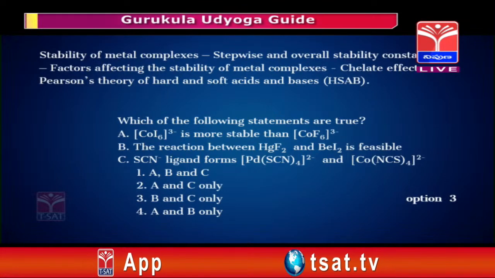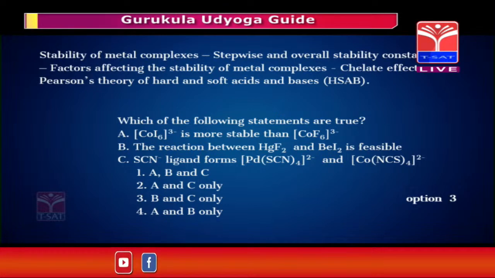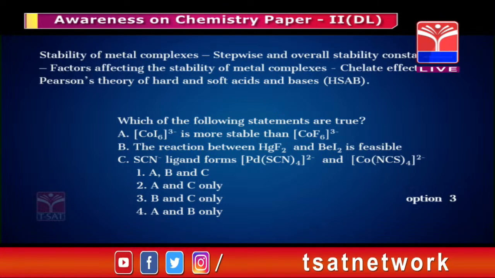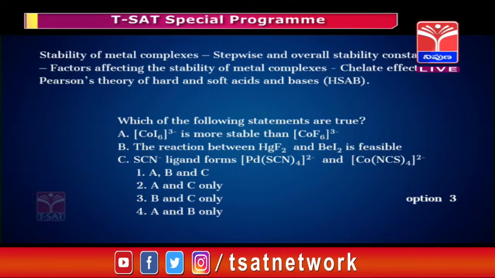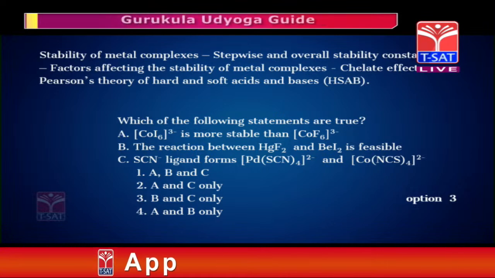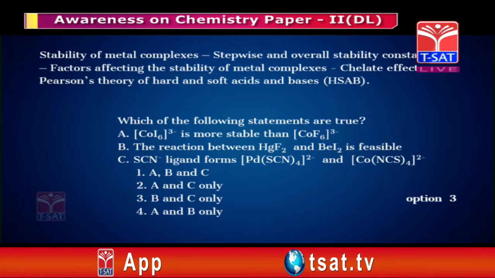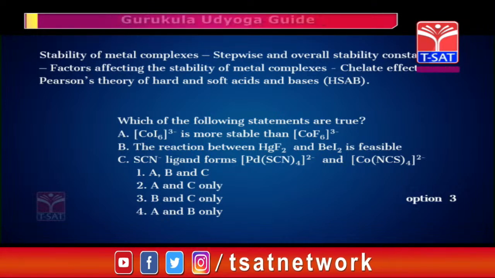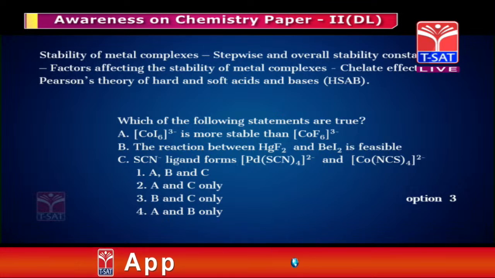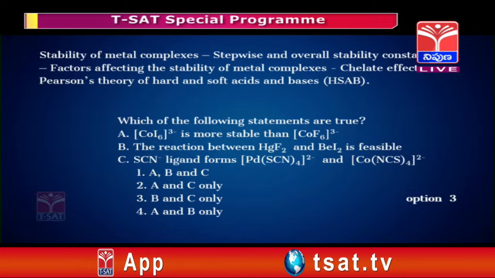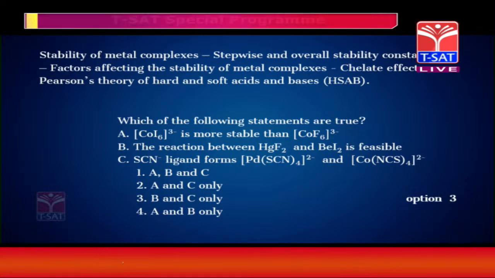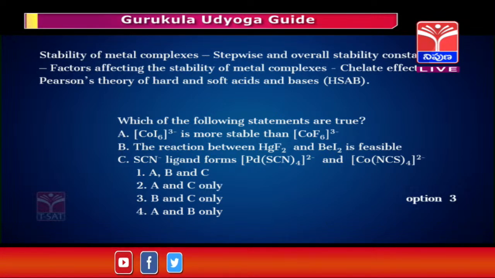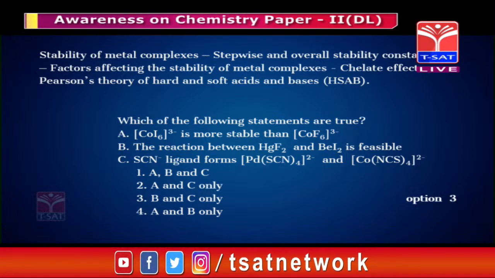Coming to the stability of metal complexes, questions usually come from Pearson's theory of hard and soft acids and bases. Of course, factors affecting also will come, but this is important. The HSAB principle is important. Based on that only, we can decide which compounds can be formed easily and which cannot, which are stable and which are not. One such question is: which of the following statements are true? Here it is a multiple statement based question. 3 statements are given. In that, how many statements are correct? Here the B and C statements are correct.